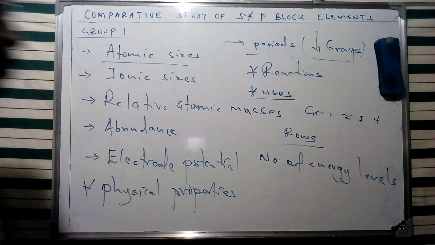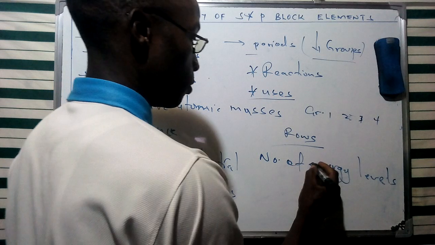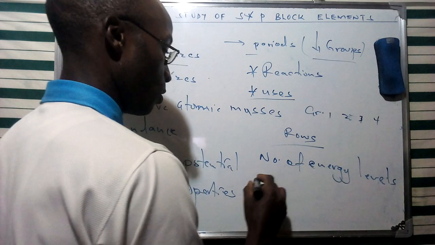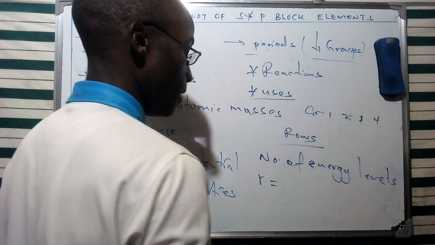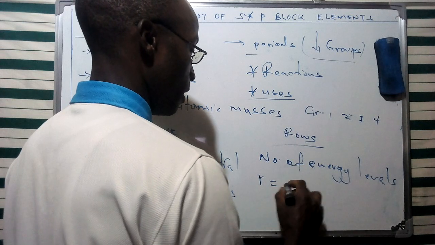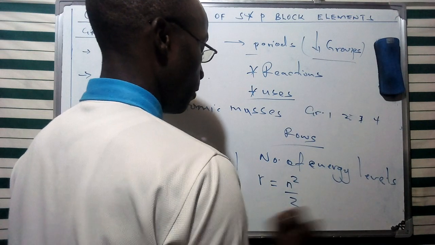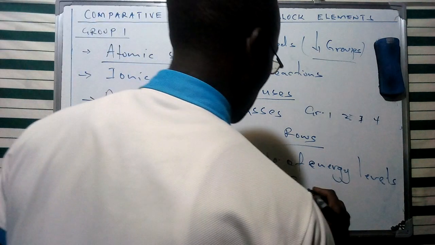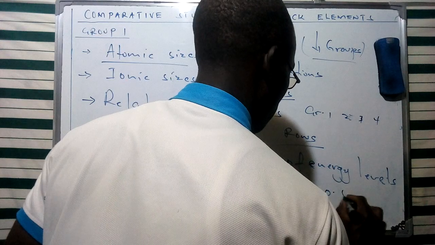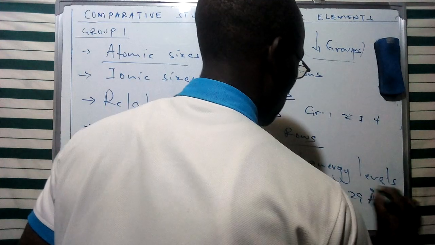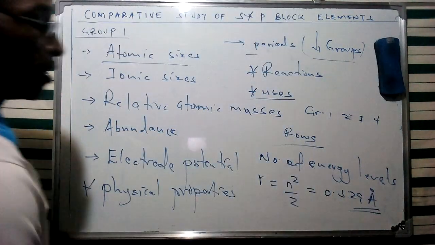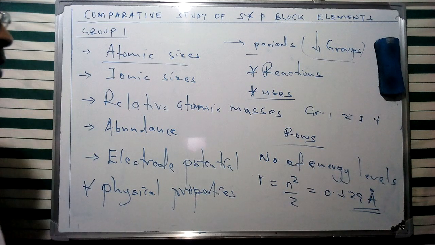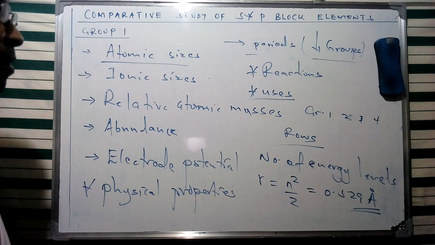Now, in one of our videos, I mentioned that in trying to analyze a hydrogen-like atom, we gave the radius for the hydrogen-like species as 0.529 angstroms.